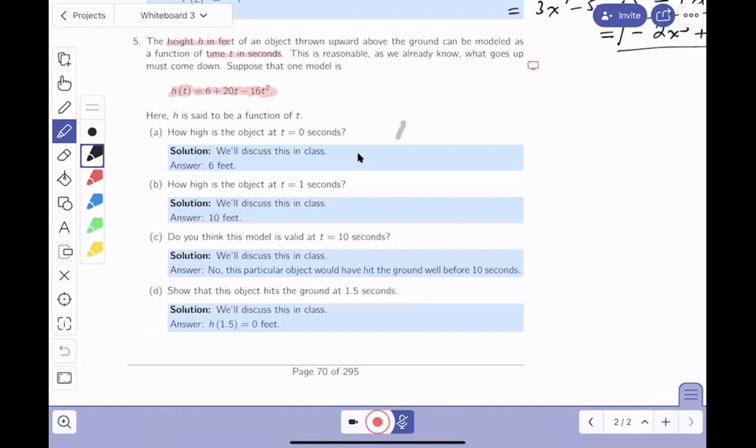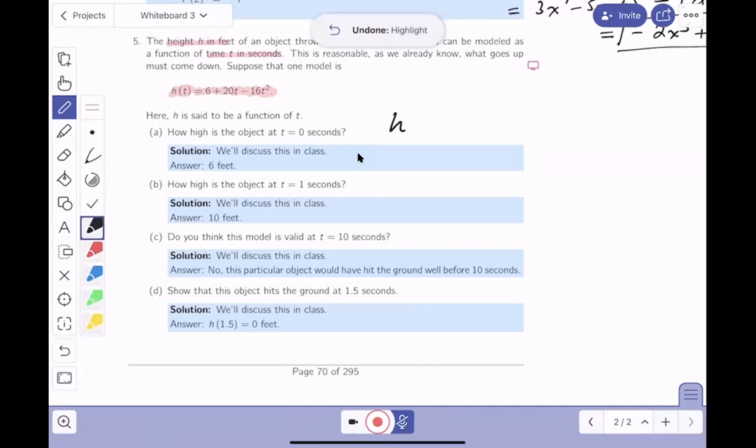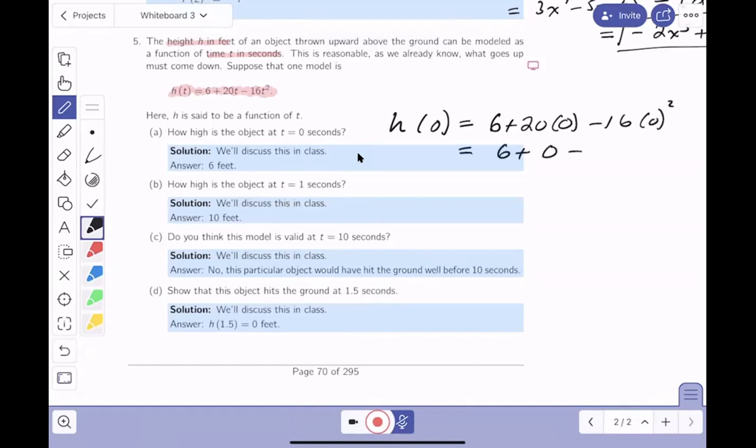Let's write this down. H at 0. Well, my recommendation, parenthesize the variable and plug in the number, which is 0. So what do you get over there? 6 plus 0 minus 0, which is 6. So what's the answer over here? Well, you have to understand that h is in feet, so the answer is actually 6 feet. Get your red pen out, see if you've done okay. You have. Okay, what's the next question?